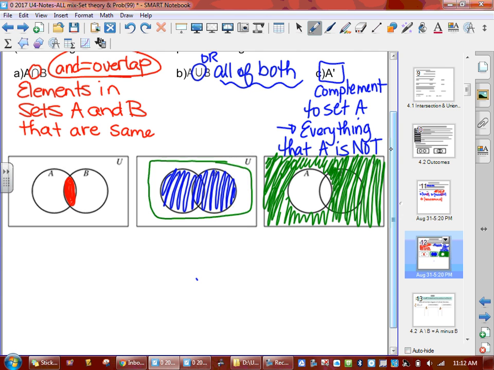Okay, we're going to do a little more shading. We're going to move on to the next page. I'll get you to do that in a moment. Push pause now and play when you're ready.